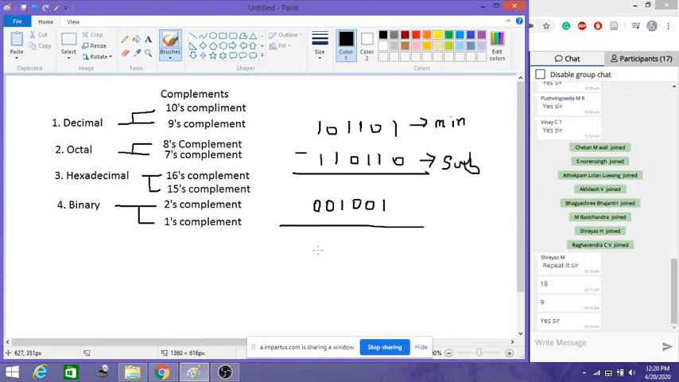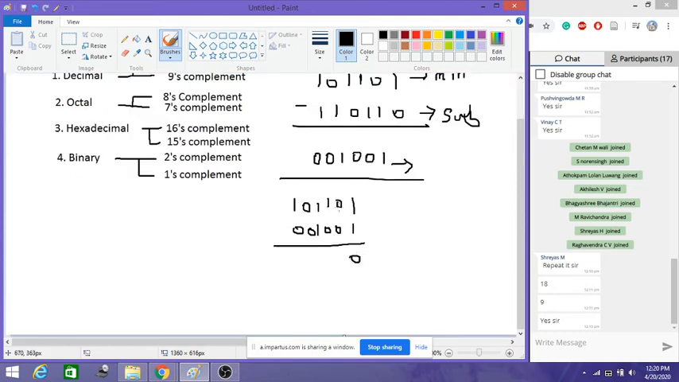After that, we will add this to the minuend. The minuend is 1 0 1 1 0 1. Add this complement number here, which is 0 0 1 0 0 1. Then we will get 0 0 1 0 1 1. So this is the 1's complement answer, the subtraction result. That is the 1's complement subtraction.